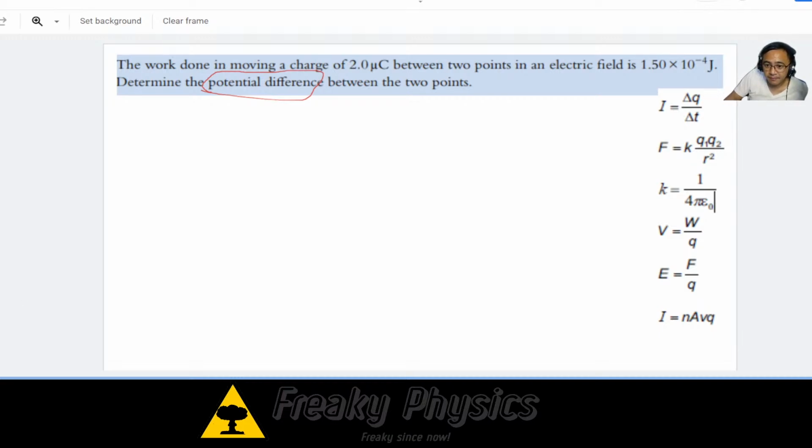I got 0.0075. Okay, let me double check. 1.5 exponent negative. Sorry, try that again. 1.5, oh no, exponent, I got it wrong. 4 negative divide by, I got 2.7.5 times 10 to the negative 11.